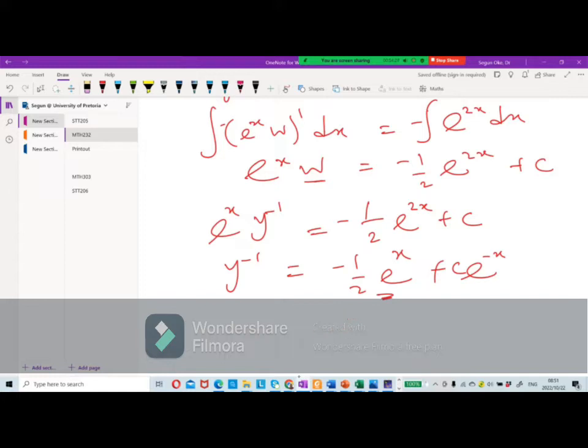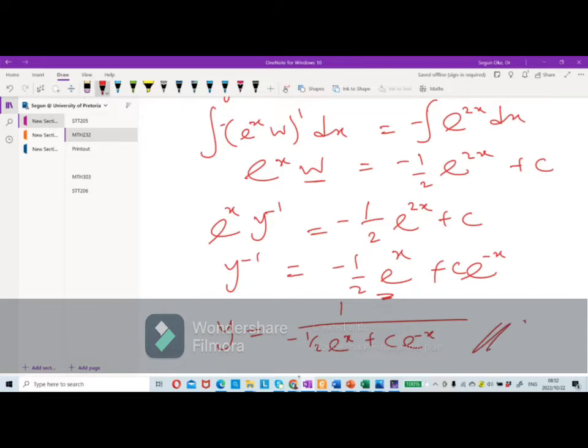So at the end of the day, that's not the final answer. Our final answer must be in y. So if I said y equals to this, well, how do I write it down? Y equals to what? That's the final answer. Any question?